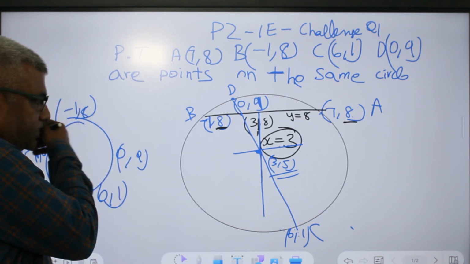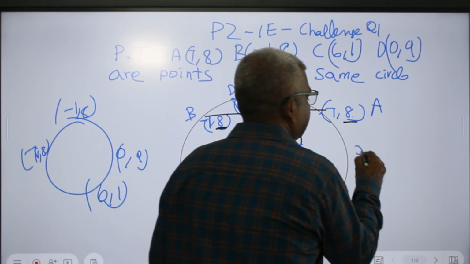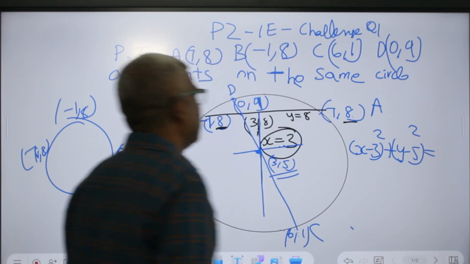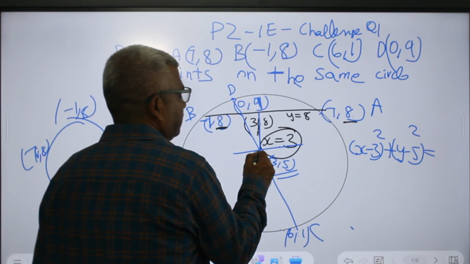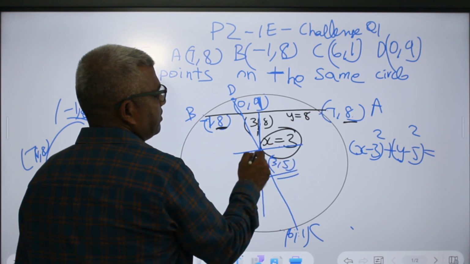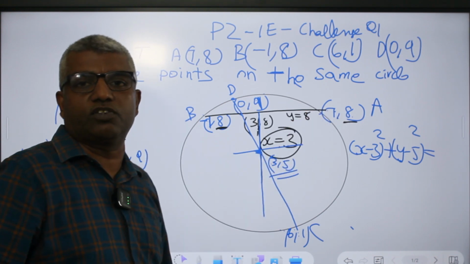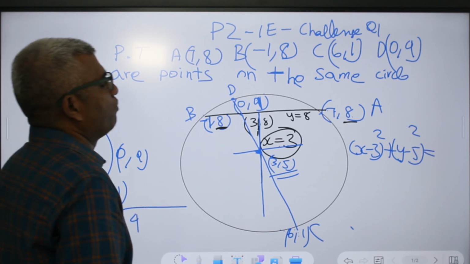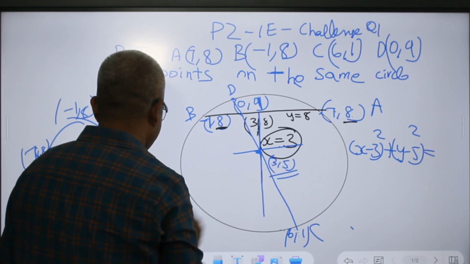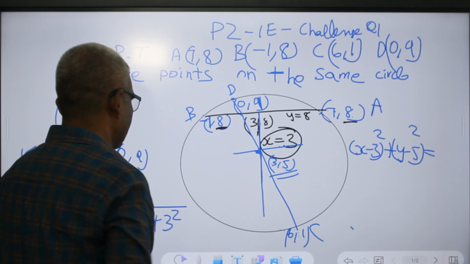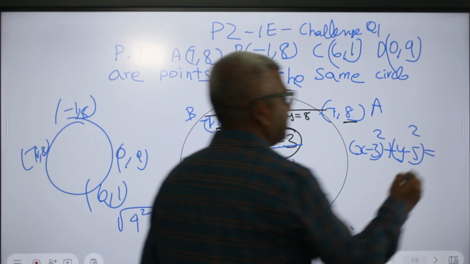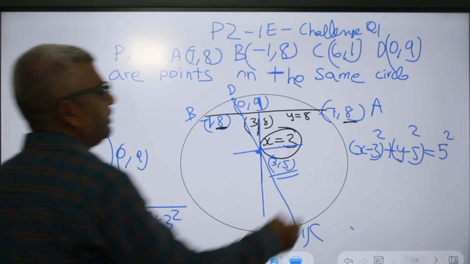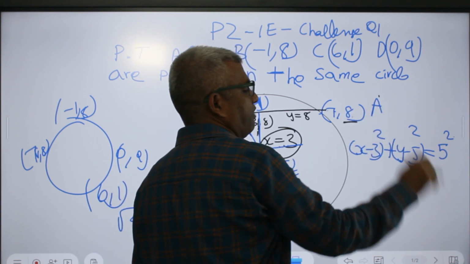So what is the circle equation now? We found (x minus 3) whole squared plus (y minus 5) whole squared equals r squared. How to find r? Take the distance from this center to any one point. 7 minus 3. Use the distance formula, square root of (x2 minus x1) whole squared plus (y2 minus y1) whole squared. 7 minus 3 is 4, 4 squared plus (8 minus 5) is 3 squared. So 16 plus 9 is 25. So r squared is 25. With the help of A, we found the radius.